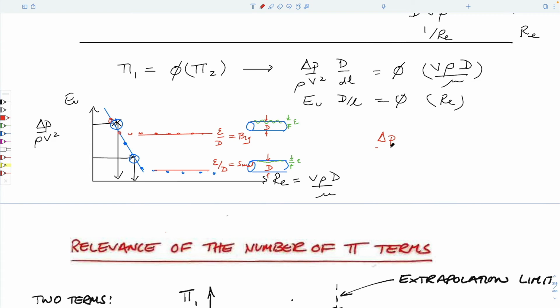delta P over rho V squared is equal to, or proportional to, and I'm going to write it out, Reynolds number times length over diameter. So I'm just going to take this from one side to the other.